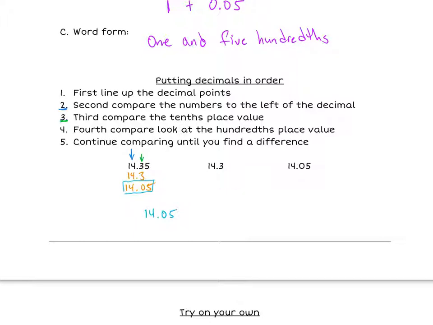My next smallest number, then I look again. And what do you notice in the hundredths place? When I look at my hundredths place here, I have a 5, and then I have a nothing here. Well, nothing you can represent with a 0. What's bigger, 5 or 0? 5 is bigger. So my second number is 14.30. My third number is 14.35. So that would be putting those numbers in order from least to greatest.